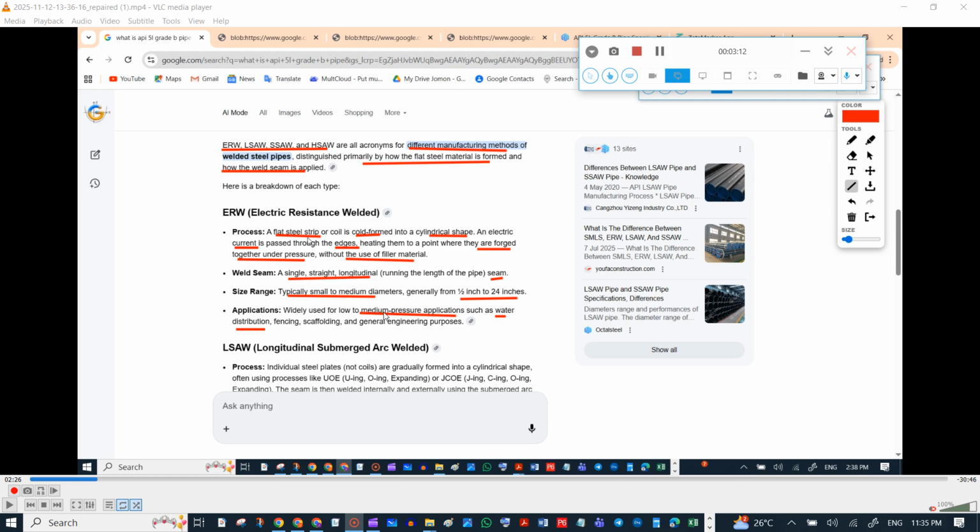The applications are medium pressure applications such as water distribution, etc. Here half inch means it will be 12.7 mm, and 24 inches is around 600 mm.